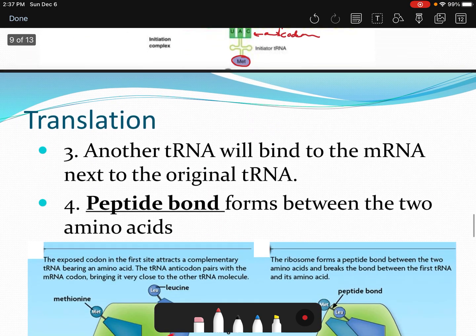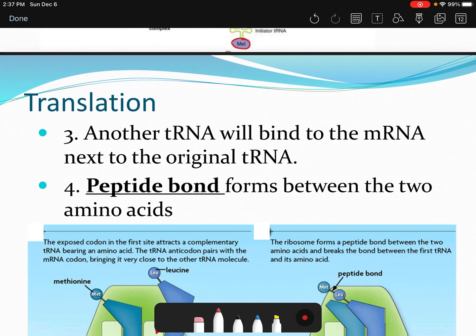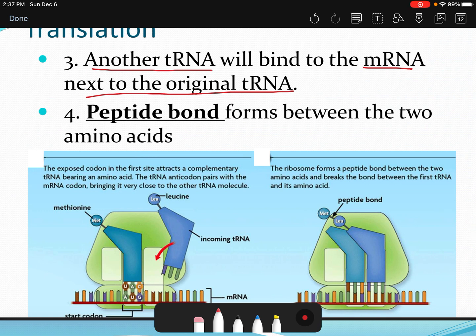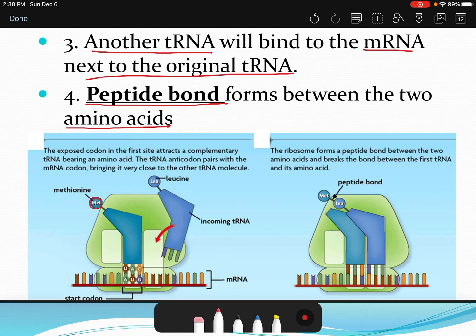Okay? Then, for step 3, another transfer RNA will bind to the messenger RNA. So we have another one coming in that will bind to the messenger RNA right next to the original one. Once you get 2 of these right next to each other, a bond called a peptide bond forms between those 2 adjacent amino acids. So here we had the one transfer RNA that brought in methionine, which is abbreviated by MET. Then we had the next transfer RNA coming in, matching up its anticodon with the codon here. It brought in the next amino acid called leucine. Once these 2 were lined up next to each other, that peptide bond formed.